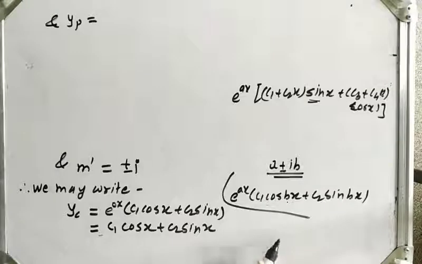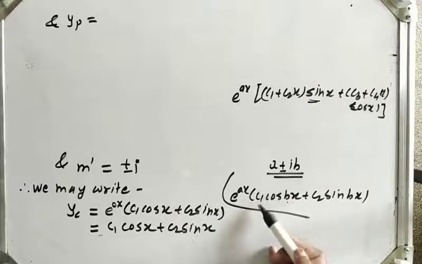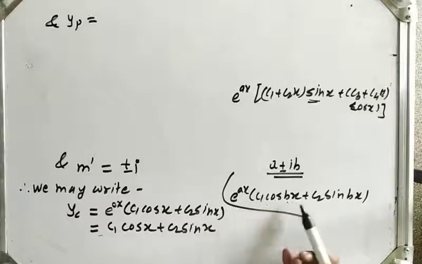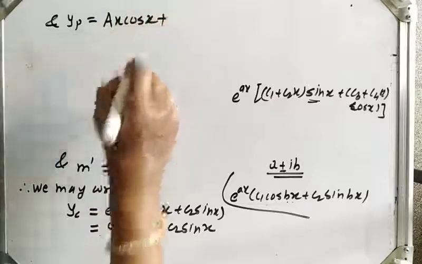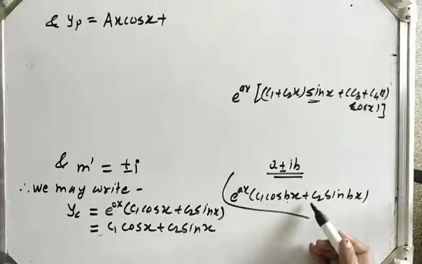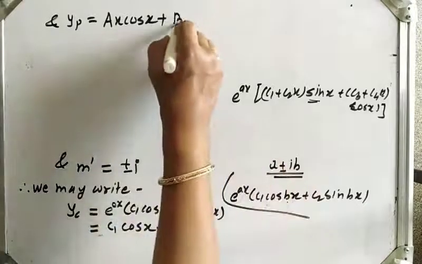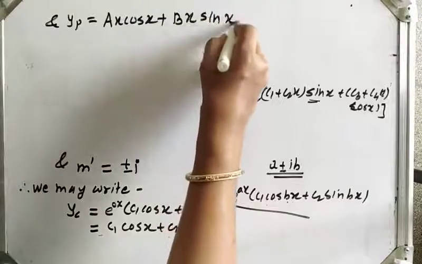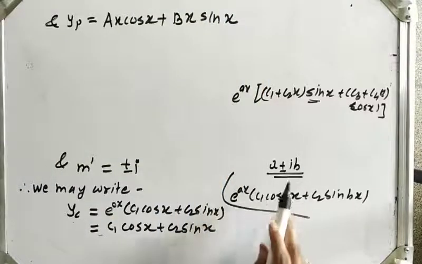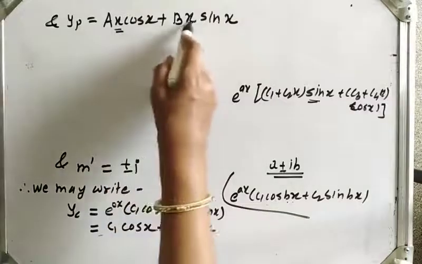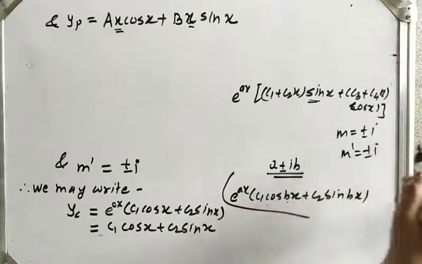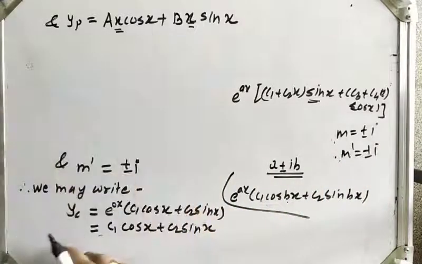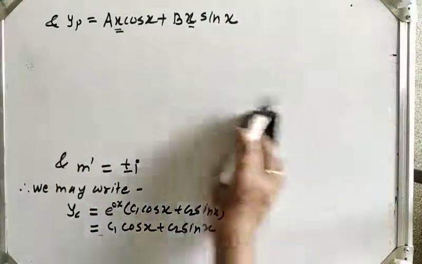So here a is 0 and b is 1. So we will write ax cos x plus, in place of c1, c2 we replace with a, b, c, d in yp, and here b x sin x. Okay, b is 1, a is 0, and why do we multiply by x? Because our m is plus minus i and m dash is also plus minus i, meaning it is repeated twice. Therefore here we multiply by x. Okay, this is our yp.